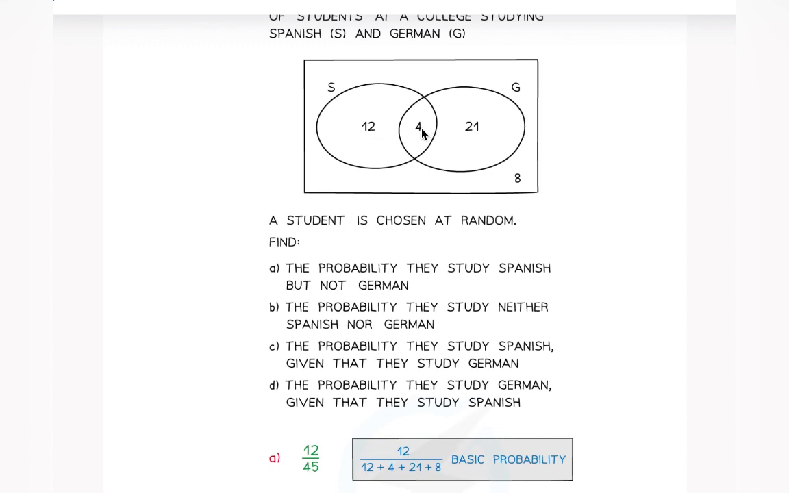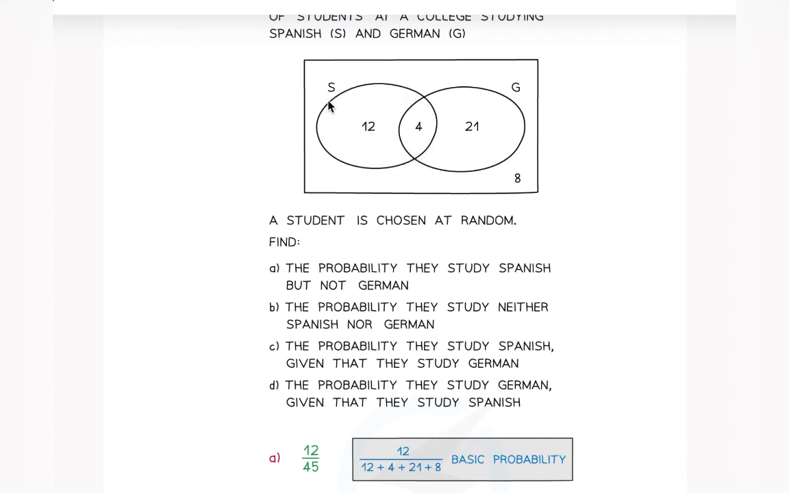If you include this, it means you are including German. So if you want to find this probability, you're going to start with students who do Spanish only, although the whole of this circular part is for Spanish.